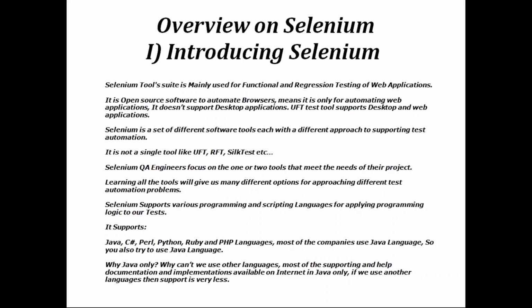It supports Java, C#, Perl, Python, Ruby and PHP languages. Most of the companies use the Java language. Supporting Java, C#, Ruby, Python, etc. means that, unlike other tools, it does not have to work on only one particular technology. If you know any of these technologies, you can write the scripting in that technology also. That is the advantage we have with Selenium.